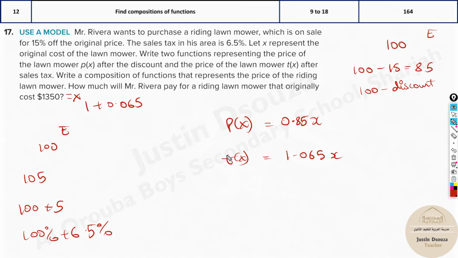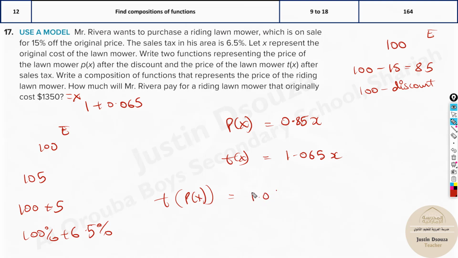Now here what happens is you need to find what exactly? Write a composition of functions that represents the price of the riding lawnmower. Okay. Now this one is the discount, right? Discount will be combined with the tax, in the sense tax composed of price. Whatever you buy, for that tax will be added, isn't it? So this is the thing. Over here it's going to be, tax is how much?